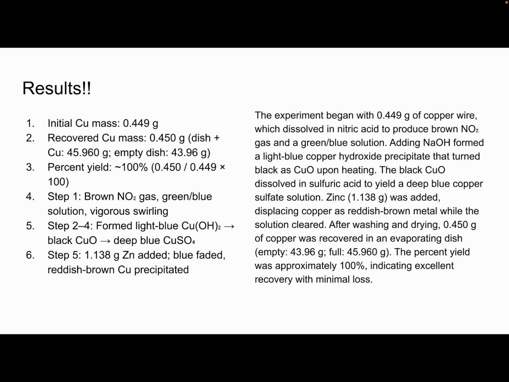We had a 100% yield rate. We started with 4.49 grams, and we ended with 0.45 over the dish, over what we originally had. So I believe something went wrong with the weighing when we were using the plate that measures it.